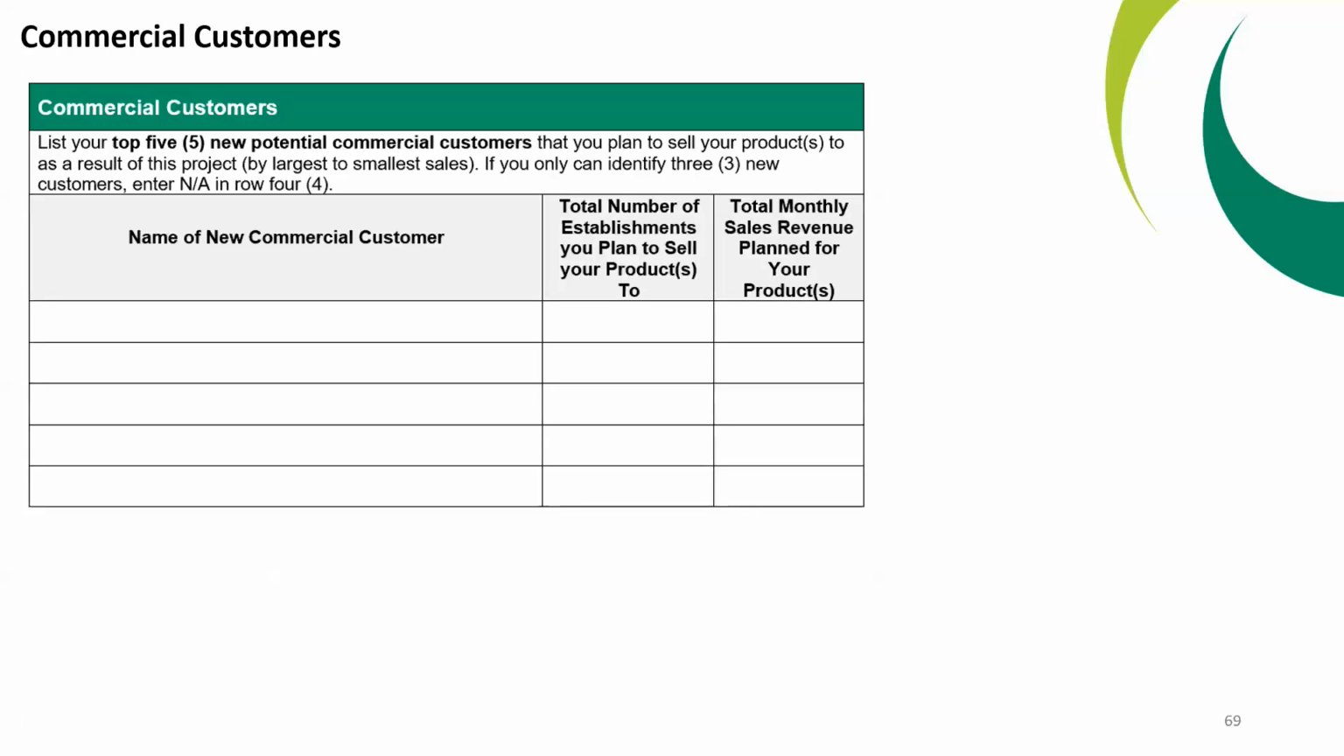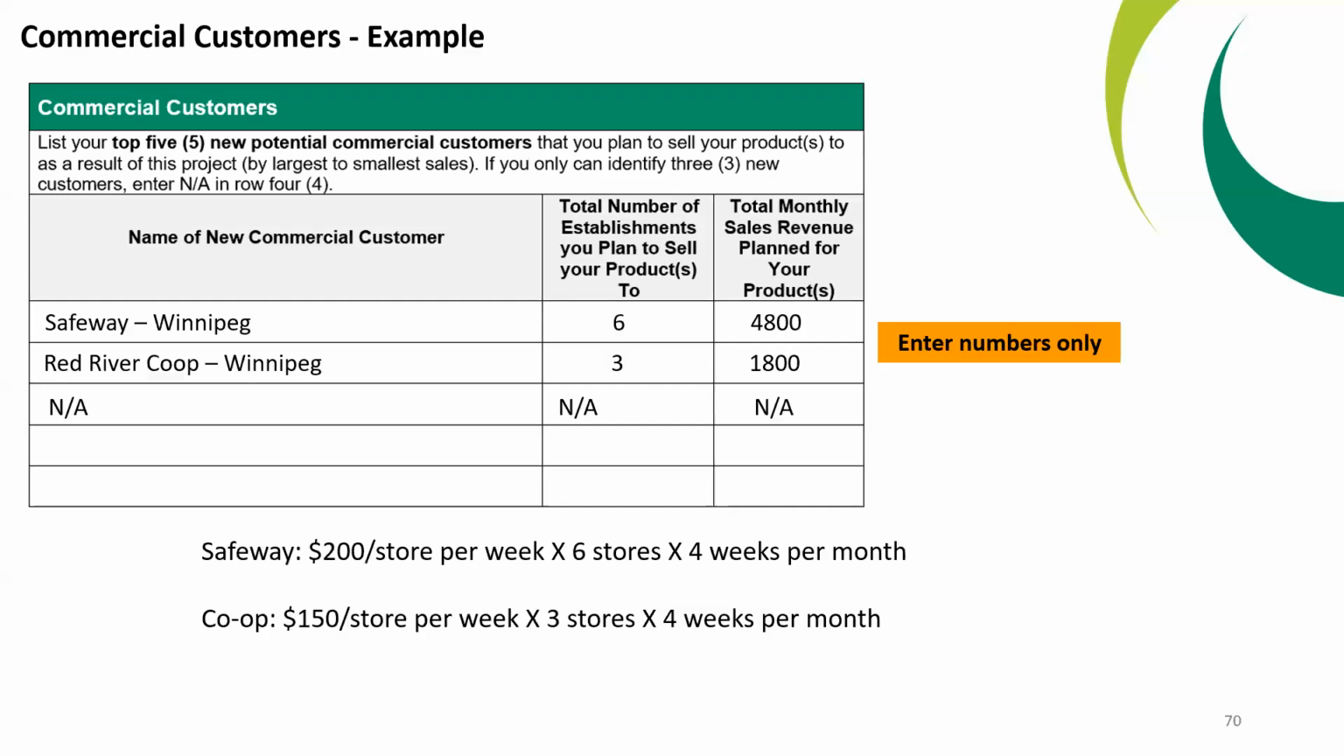Okay, commercial customers. So at this point, now we're talking about outcomes. We want you to tell us what new customers you're planning to penetrate as a result of this project. So for example, you'd say Safeway Winnipeg, we're going to add 6 stores and we're looking to do $4,800 a month out of those 6 new customers. We're also looking at Red River Co-op in Winnipeg, 3 stores, and we're looking to do $1,800 per month out of those 3 stores. And that's all we're looking at right now.